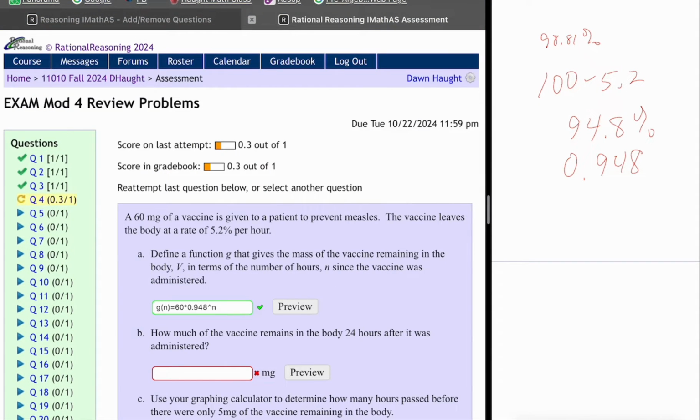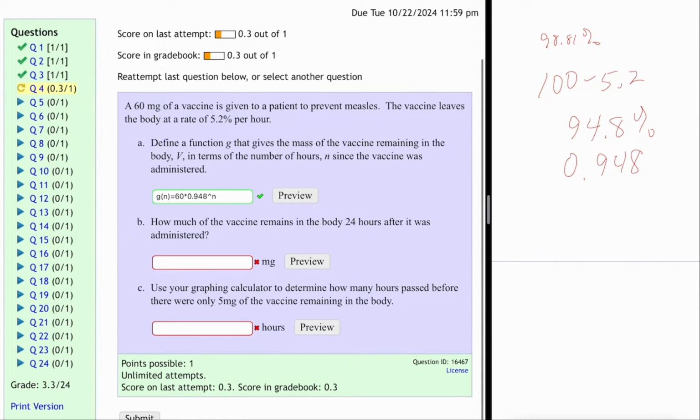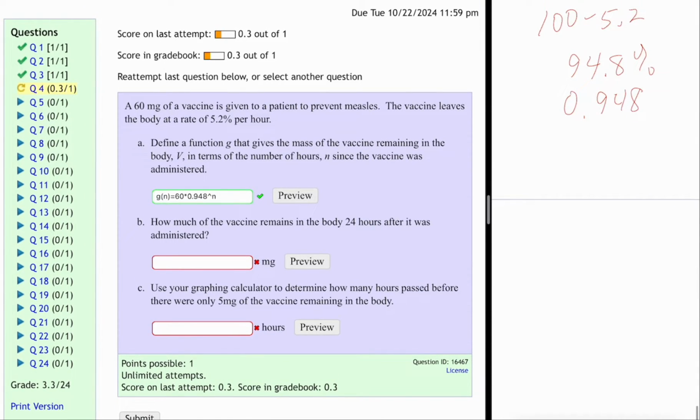They want that function. Yeah, they want function notation. Okay. Now let's take a look at B. How much of the vaccine remains in the body 24 hours after it was administered? Well, we have made this beautiful equation. So we're just taking G of 24. So we're going to do 60 times 0.948 to a power of 24.